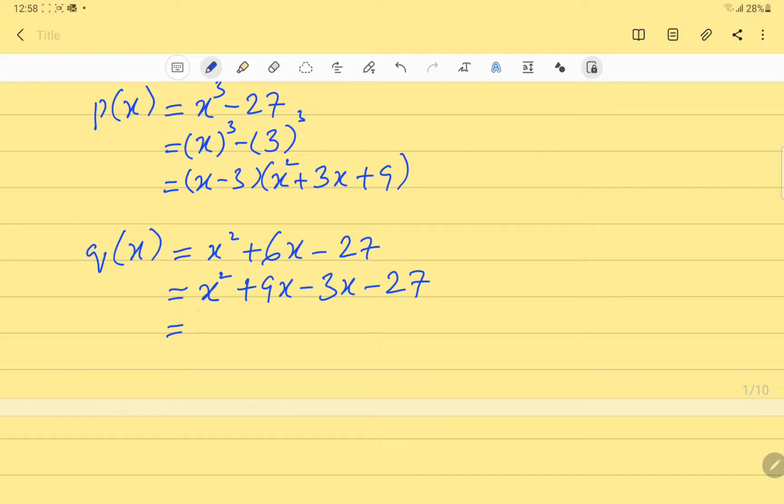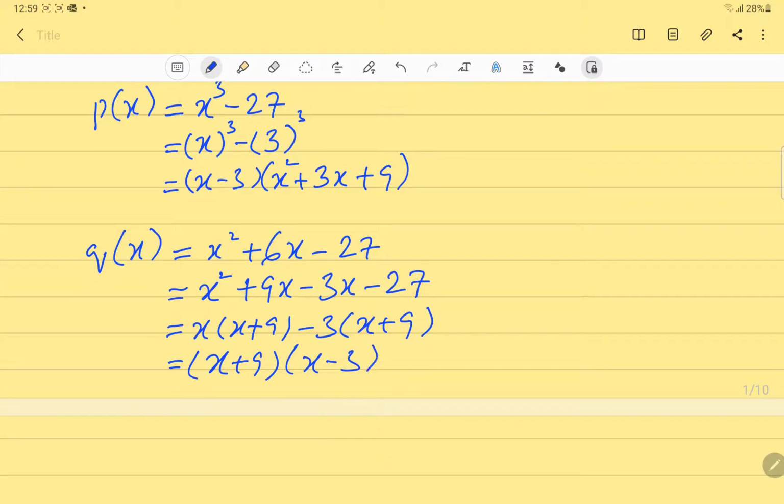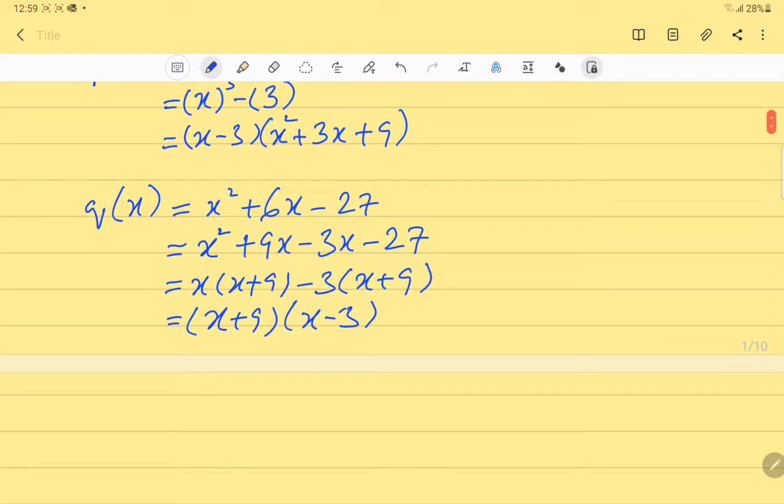Now this is the first pair and this is the second pair. In the first pair we have x common, so in the bracket it is x plus 9. In the second pair we have minus 3 common, so again inside the bracket x plus 9. Now x plus 9 is common in both, and the second bracket is in this case x minus 3. So we have factorized our expression.